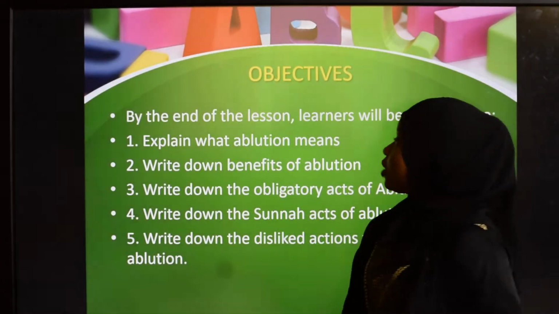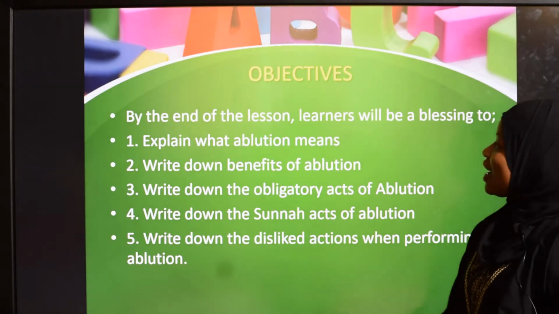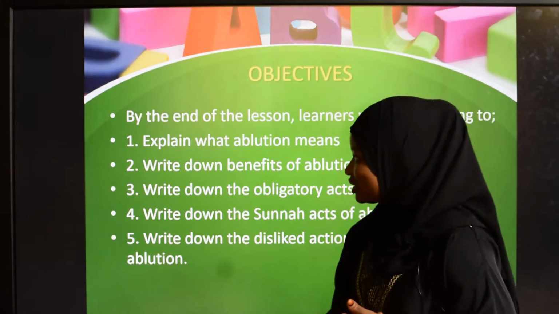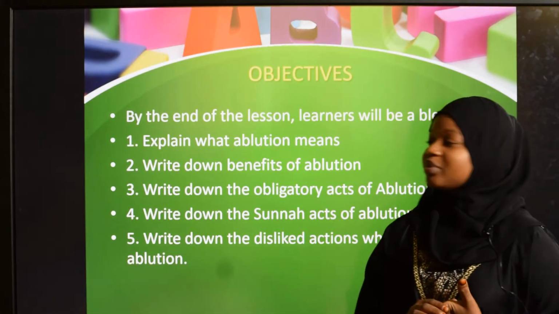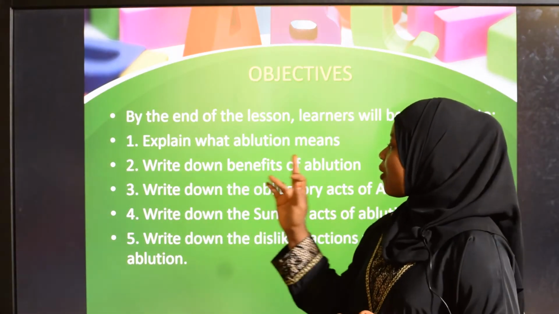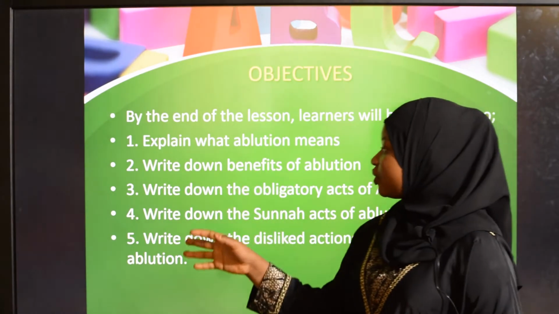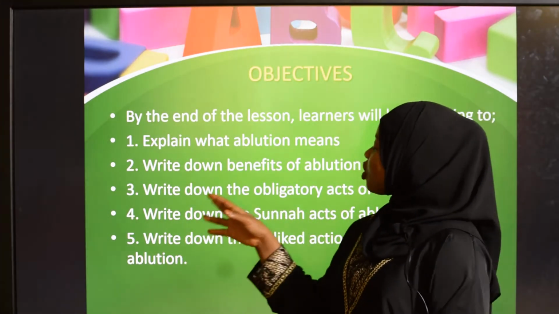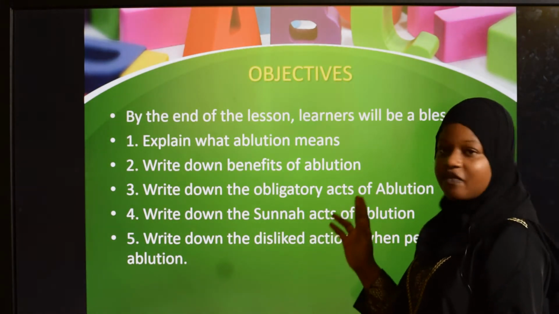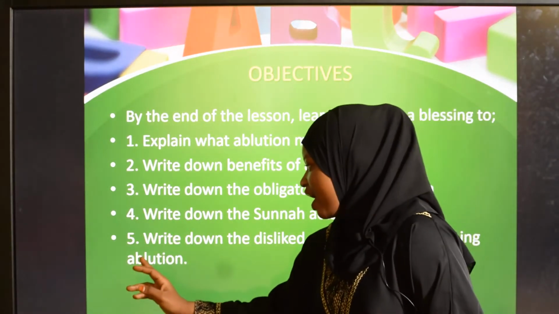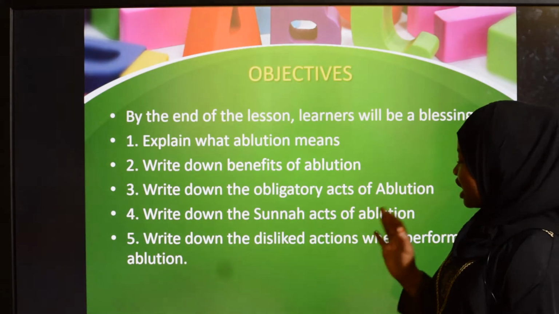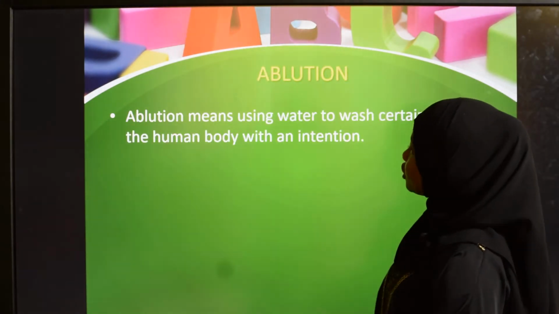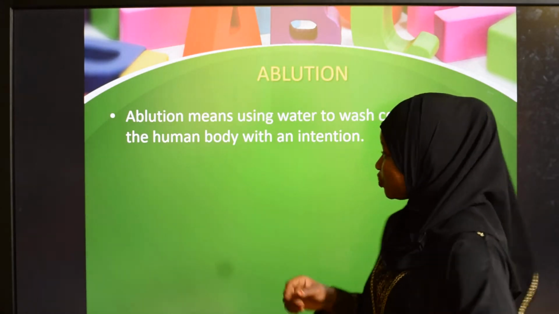So our objectives for today are, by the end of the lesson, learners will be able to: 1. Explain what ablution means. 2. Write down benefits of ablution. 3. Write down the obligatory acts of ablution. 4. Write down the sunnah acts of ablution. And then 5. Write down the disliked actions when performing ablution. So let's move on.